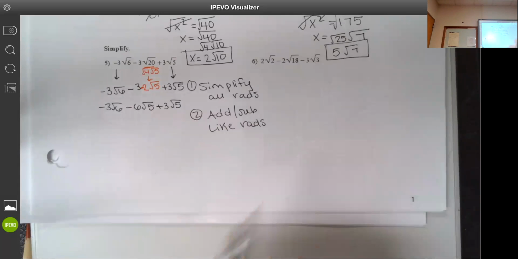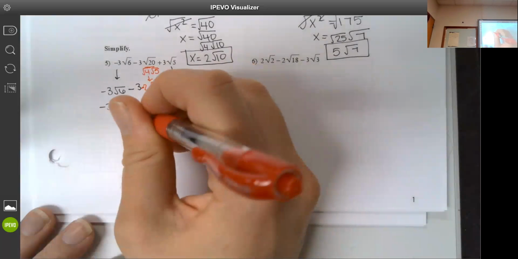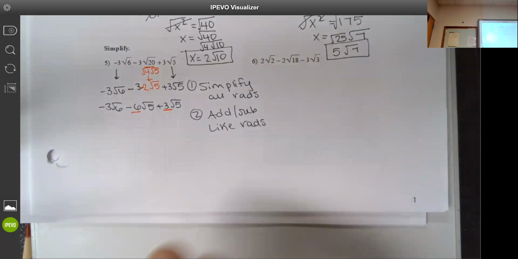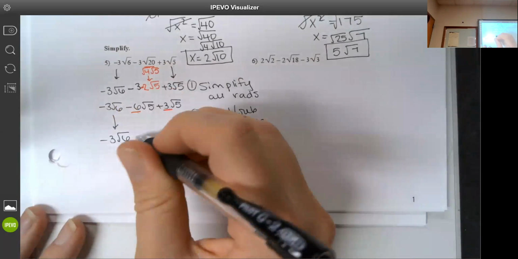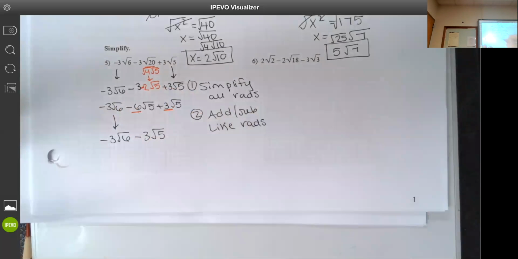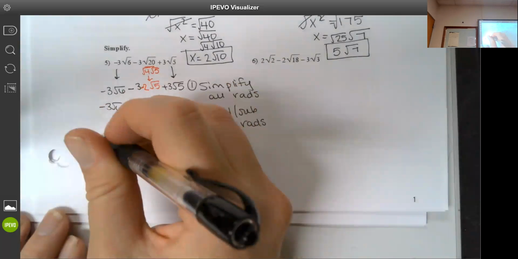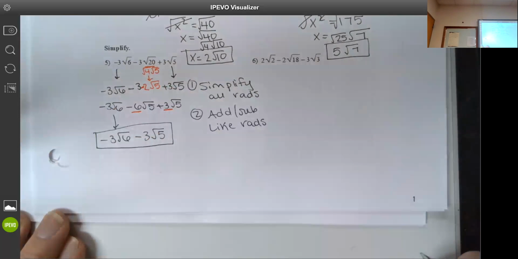So which rads can I combine? I can't combine all of them, but I can combine some of them. Right, so the rad 5s, those are like rads. And so the way that I add or subtract them is really I'm just looking at the coefficients. So I still have this negative 3 rad 6, can't do anything with that. If I have negative 6, positive 3, altogether I have negative 3 rad 5s. It's just like if I'm adding together variables. If I have negative 6x plus 3x, then I have negative 3x altogether. I have negative 6 rad 5s, 3 rad 5s, I have negative 3 rad 5s altogether. And then this is it. This is as far as I can go. I can't combine non-like rads.